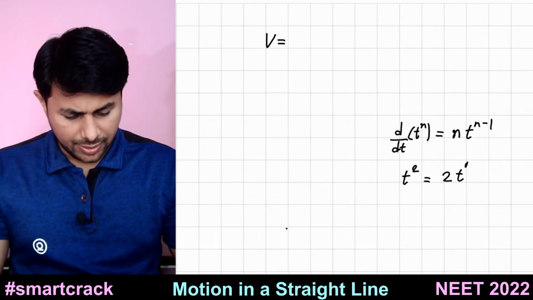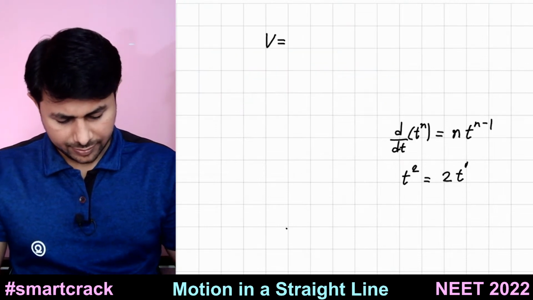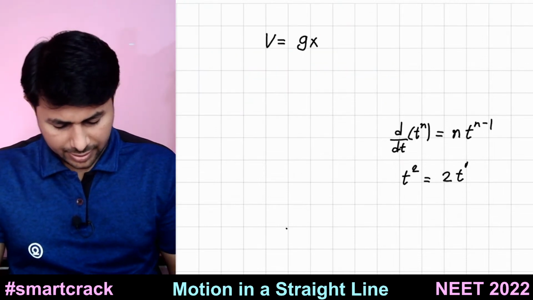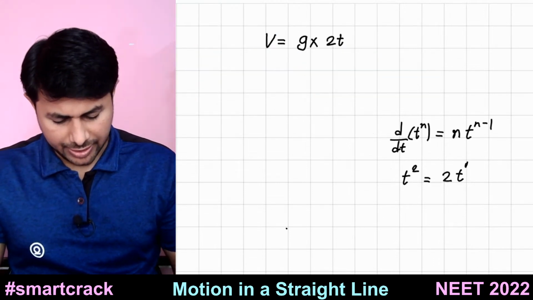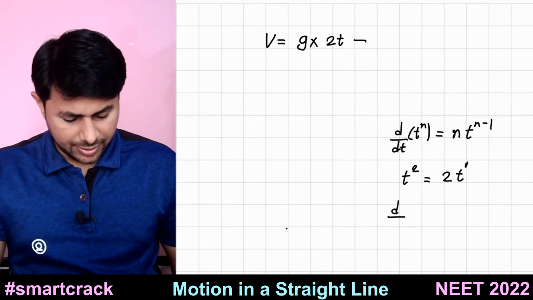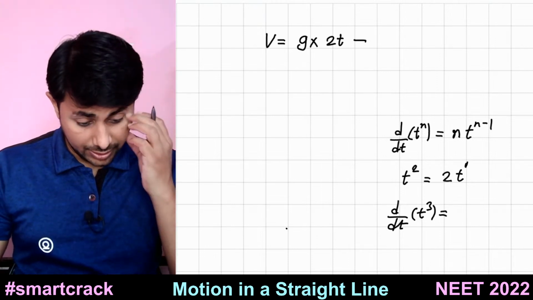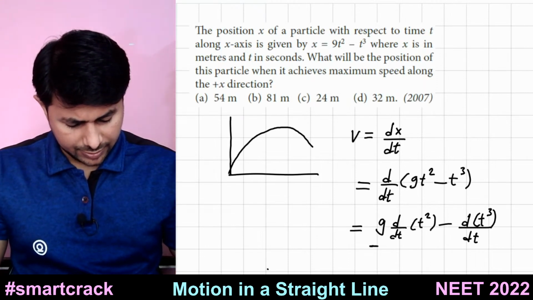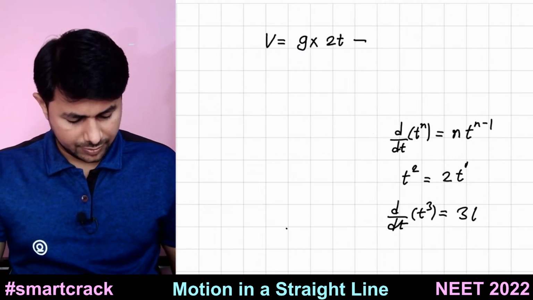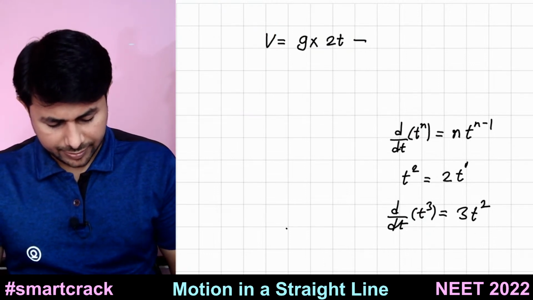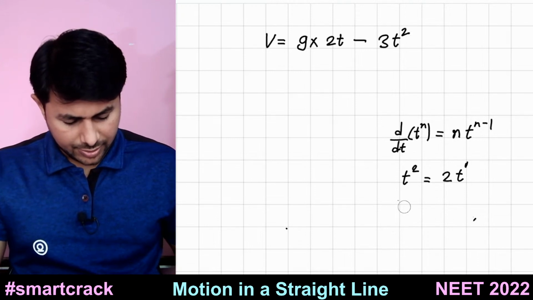All right, so it is 9 times 2t, 9 multiplied by 2t, and minus we have the derivative of t cube, so d by dt of t raised to 3 equals 3t square. So let's substitute that, 3t square. All right, so this is the velocity.